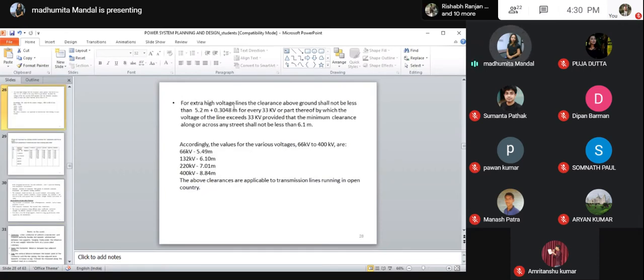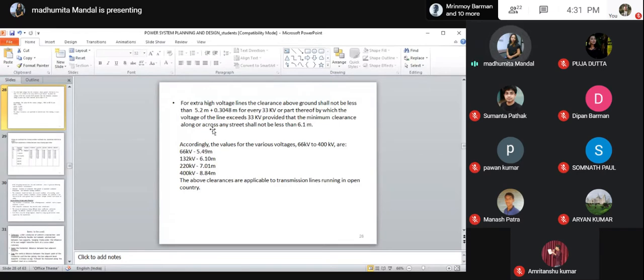So for extra high voltage, for EHV lines, the clearance above ground shall not be less than 5.2 meter plus 0.3048 meter for every 33 kV or part thereof by which the voltage of the line exceeds 33 kV, provided that the minimum clearance along or across any street shall not be less than 6.1 meter. So, in other places 5.2 meter, and along the street it will be 6.1 meter.